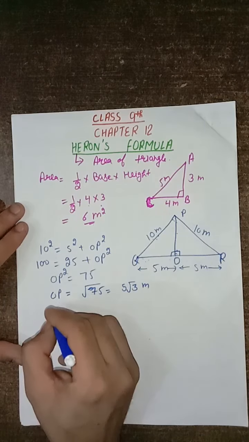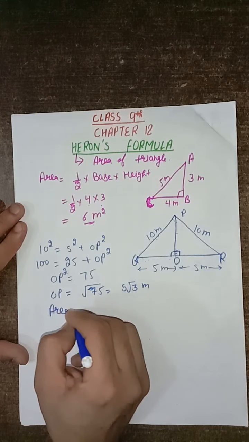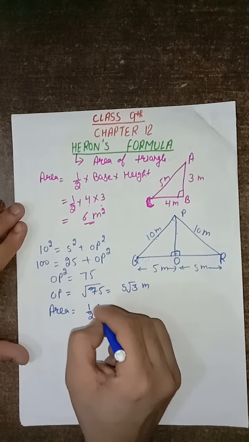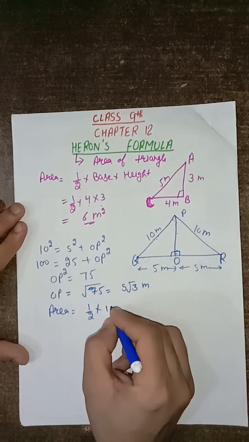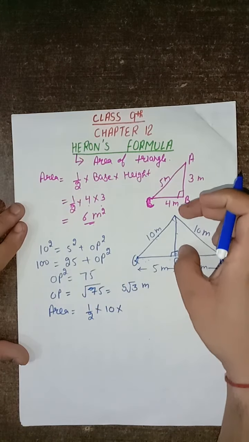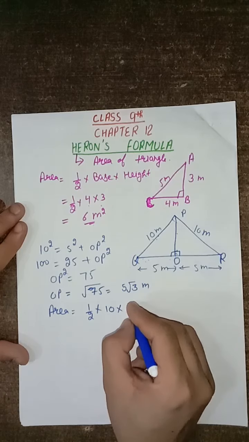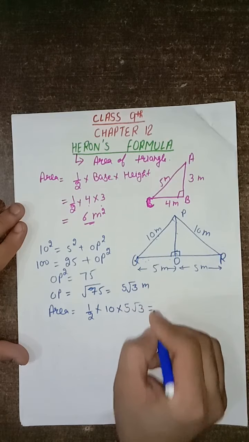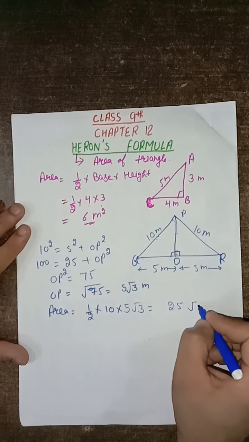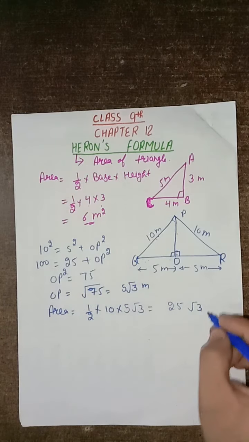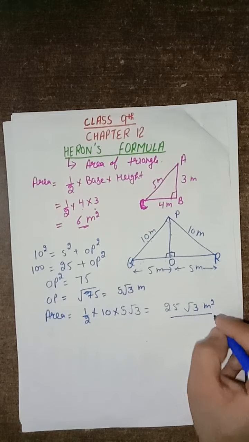Now apply the formula of area, that is half into base. Now base is my QR, that is 10 meter, into height, that is OP, which is 5 root 3. Now this will become 25 root 3. This is my area of triangle PQR.